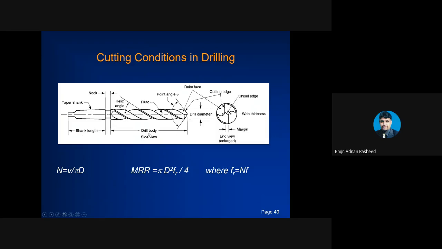This is the whole drill body, and in the drill body, you know that this point is the dead point. The angle between the cutting edges, this is a cutting edge and this is a cutting edge, is known as the point angle, theta, and it is usually 120 degrees or 118 degrees. And this portion is known as the flute, and this edge is known as the margin.